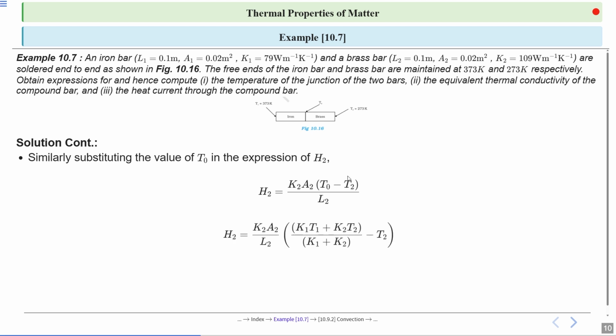So similarly, put the value of T0 in the expression of H2. You will get H2 equal to K2 A2 divided by L2, into (K1 T1 plus K2 T2) divided by (K1 plus K2), minus T2. All right. Here we just substitute the value of T0.